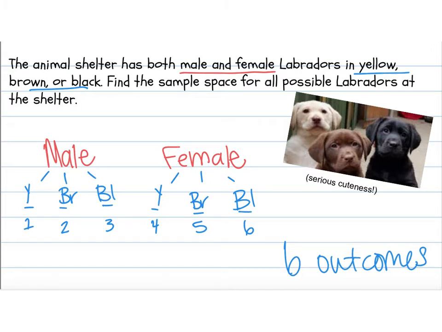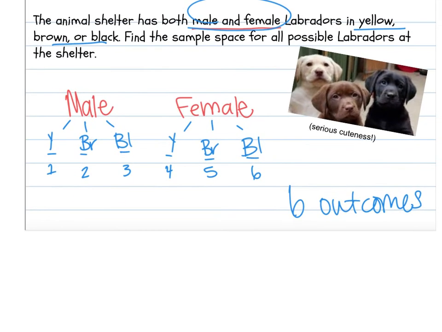Okay, so you start with the different events. So you're picking male or female, and then the different color, and it just branches out in a tree from there. Okay, you also, since this is usually a common question, you could have flipped it around. You could have said the different colors first, yellow, brown, black.